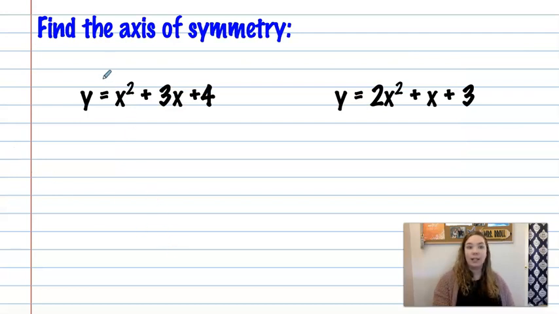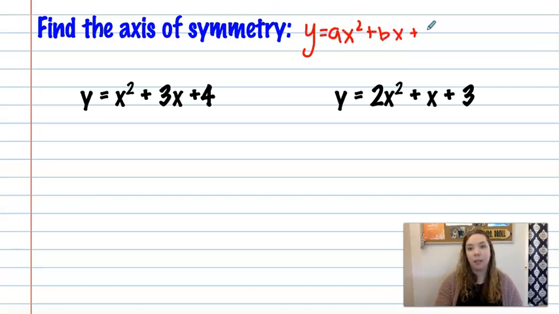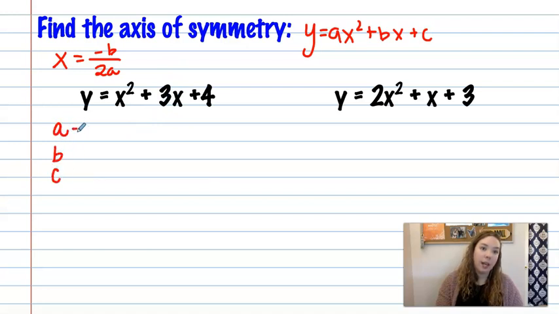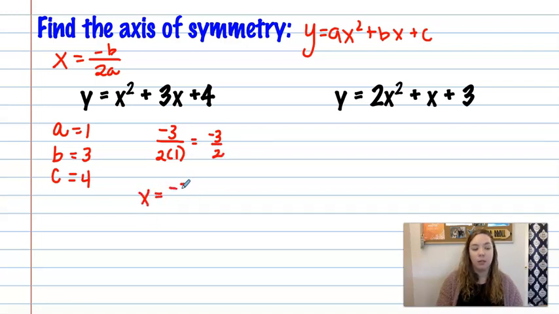So here we're going to find the axis of symmetry. Remember, we're using standard form, meaning we're using y equals ax squared plus bx plus c. And your axis of symmetry is negative b over 2a. So in this case, let's just label a, b, and c. A is 1. There's no coefficient here, which means it's a positive 1. B is 3, and c is 4. So I want negative b over 2a. That'd be negative 3 halves. So our axis of symmetry is x equals negative 3 halves.